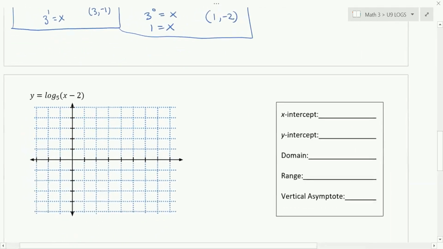So I'm going to give you a couple-minute head start on this next one. Remember, locate the vertical asymptote first, then the x-intercepts.